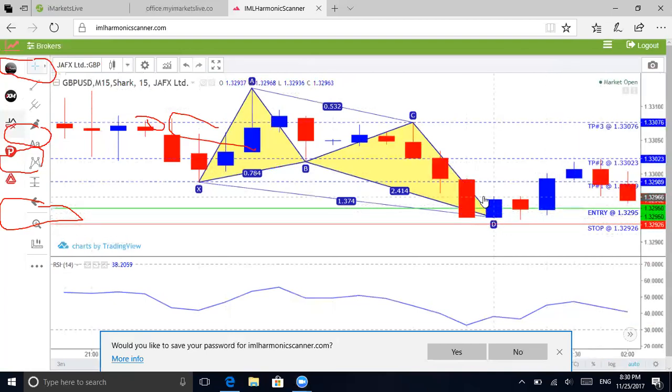Okay. So, excuse me, we want to buy it. I'm sorry. We want to buy it. If it's pointing down, we want to buy it because it's down. That's what it means. It's down.